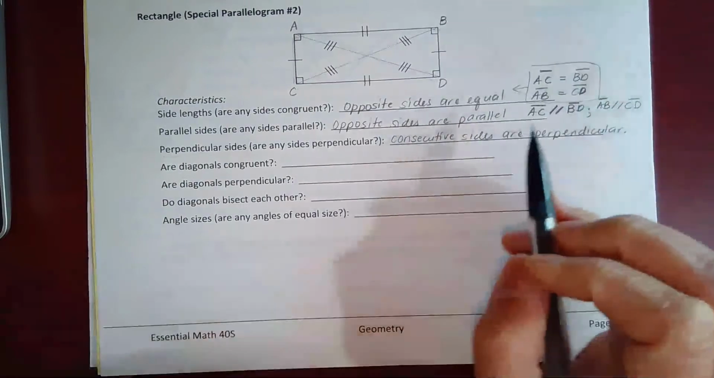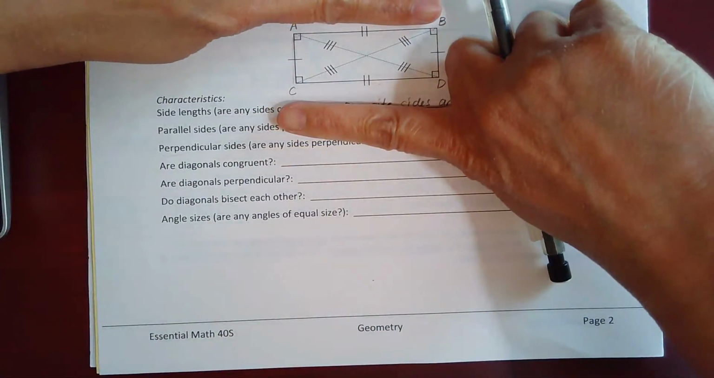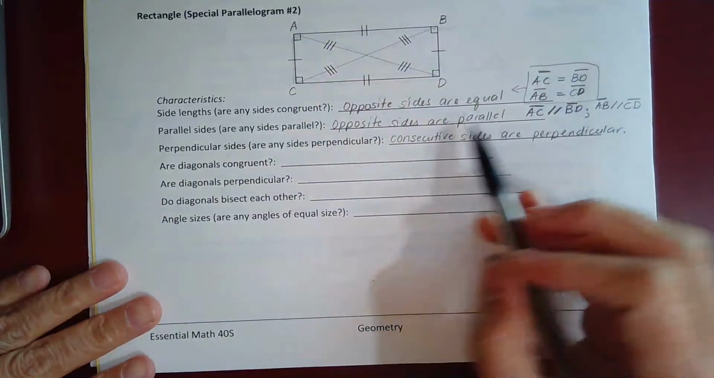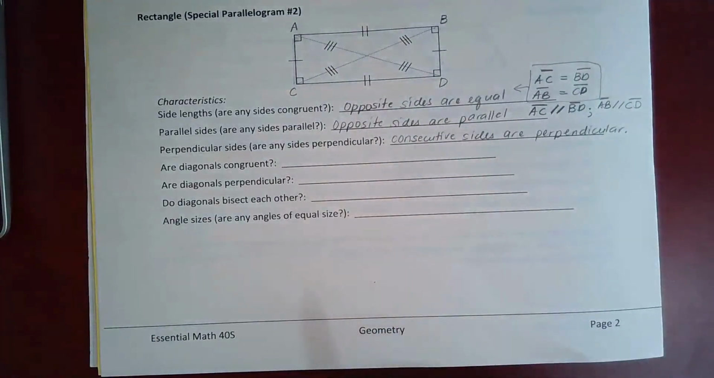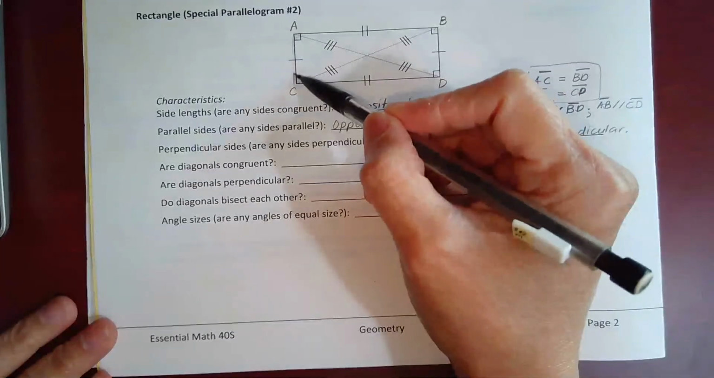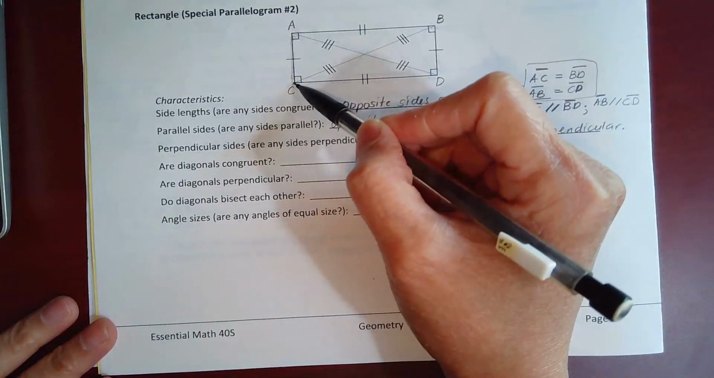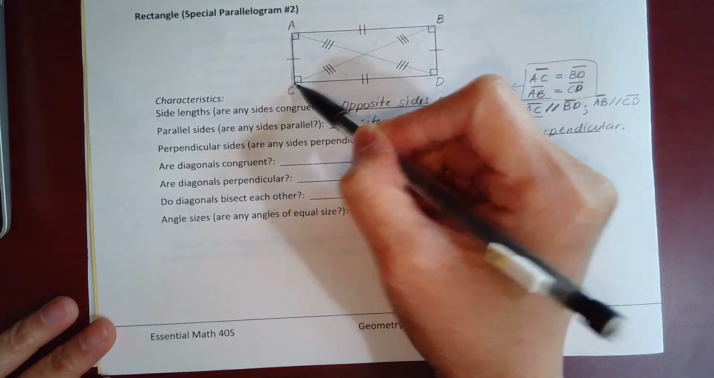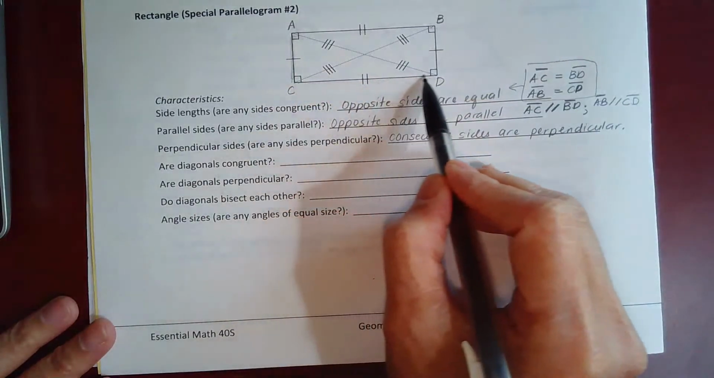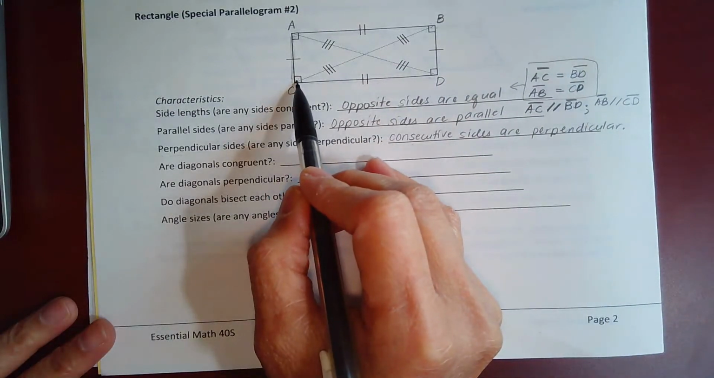Okay, we can't say opposite sides are perpendicular because they don't even touch each other. So we say consecutive. The word consecutive, yesterday we said it means that it's one after the other. So this line, AC, the consecutive side would be this one. This is the next side to it. They make a 90-degree angle right there.